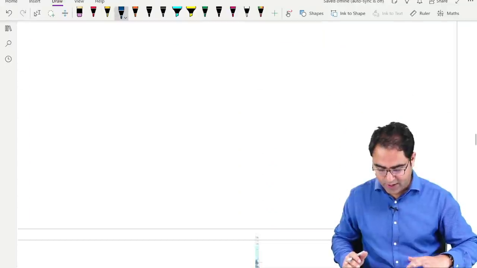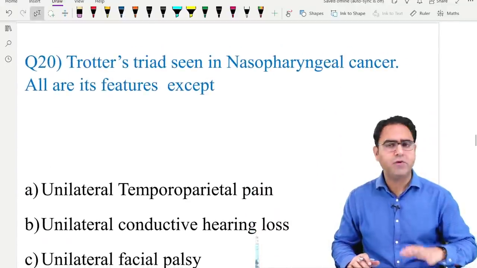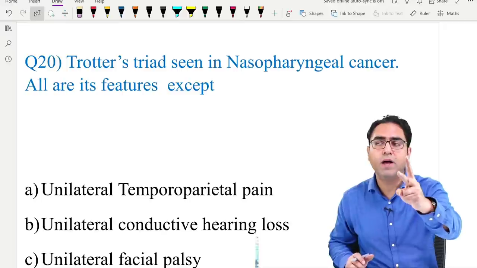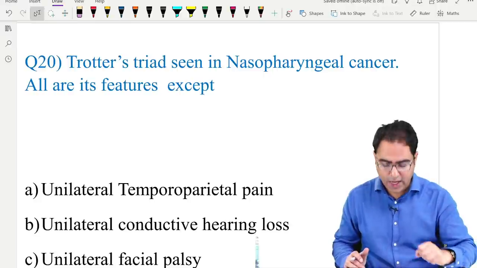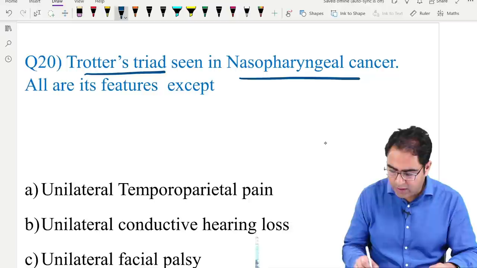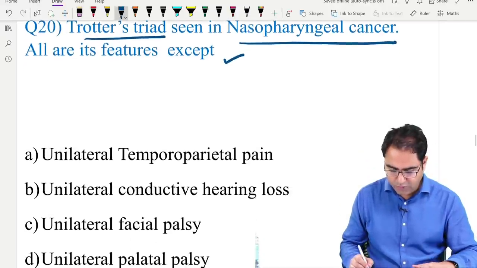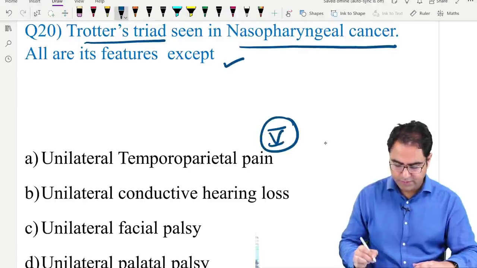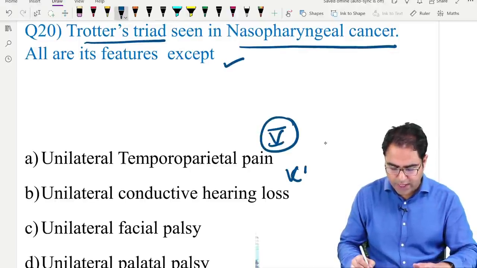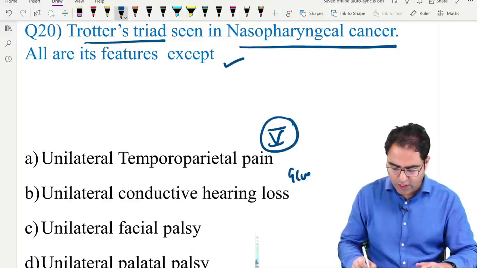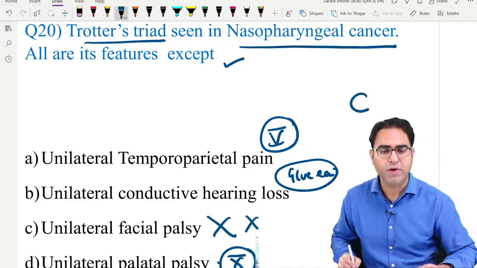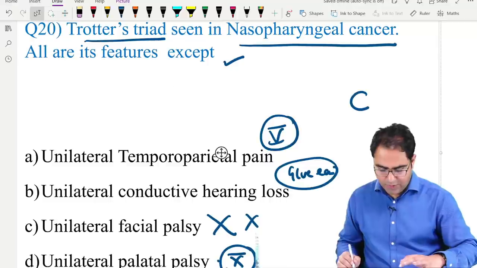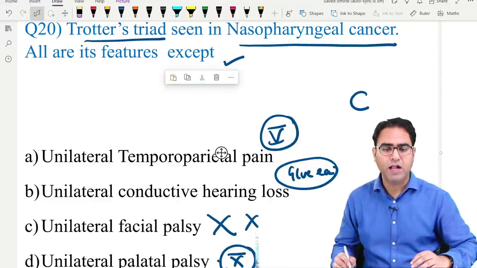Okay? Fine. Very good. Now, another question on nasopharyngeal carcinoma. Very important topic. Angiofibroma, nasopharyngeal carcinoma, quinsy, retropharyngeal abscess, Ludwig angina are core important topics of pharynx, beta. Trotter's triad, beta. Trotter's triad is seen in nasopharyngeal carcinoma, all are its features except. Does it have unilateral temporoparietal pain? Yes, due to fifth nerve involvement. Conductive hearing loss, due to what, beta? Anybody? Conductive hearing loss is due to glue ear. Facial palsy is never a feature, beta. Palatal palsy is a feature due to 10th nerve involvement. The answer to this question is C, beta. Very good, C. Trotter's triad has all the features except facial palsy, beta. Facial palsy is not a feature of this.